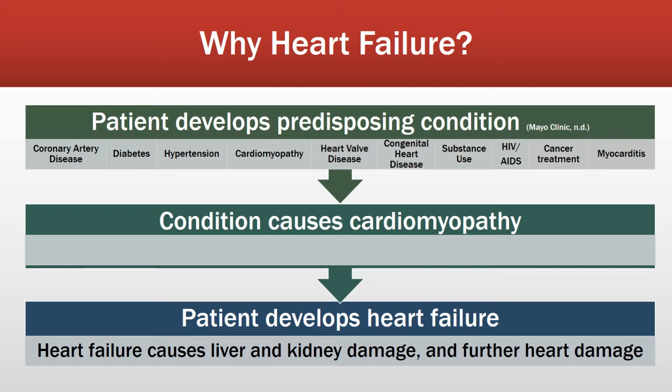So now the patient has heart failure, and they have the predisposing conditions, and the heart failure causes further damage. So on top of diabetes and hypertension, now they have the risk of developing liver and kidney damage, further heart damage, and they also are at risk for stroke, because they may have arrhythmias when the heart is not beating in the way that it should.